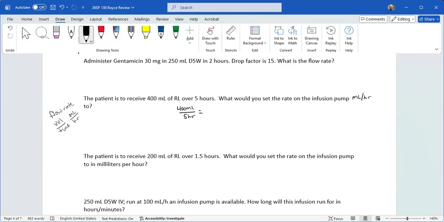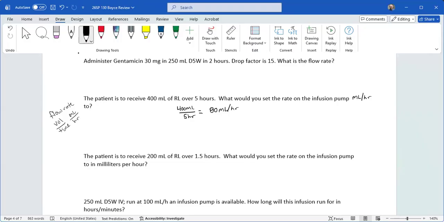So 400 divided by 5 is 80. So your answer for this particular question would be 80 milliliters per hour. And that's what you would set your infusion pump to.